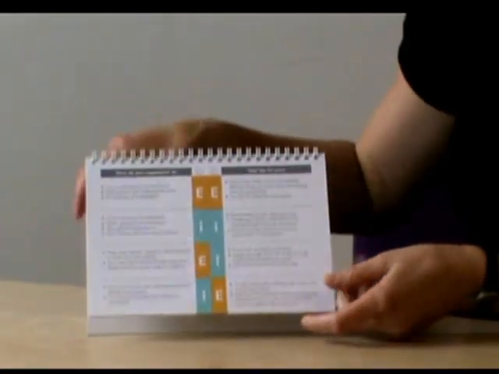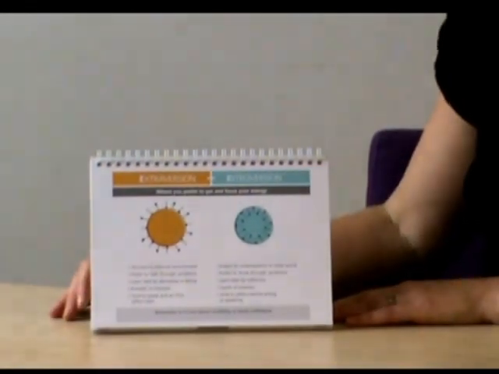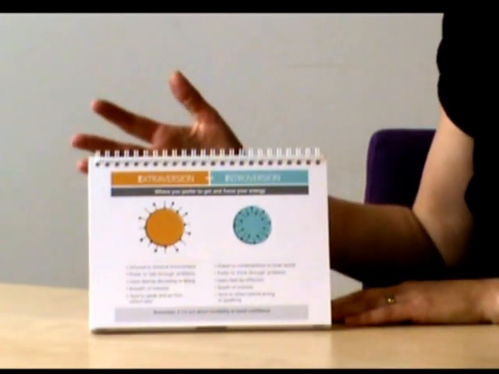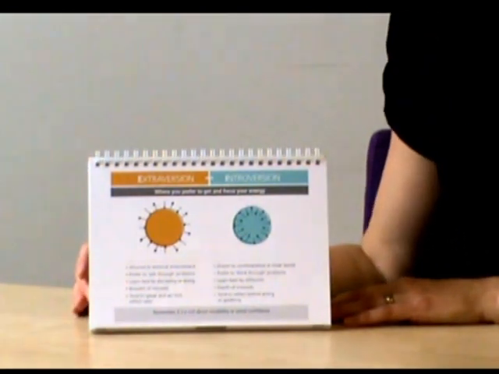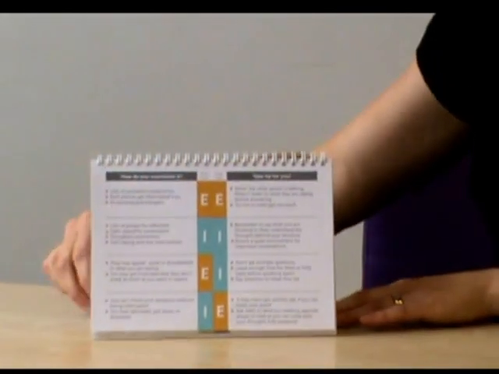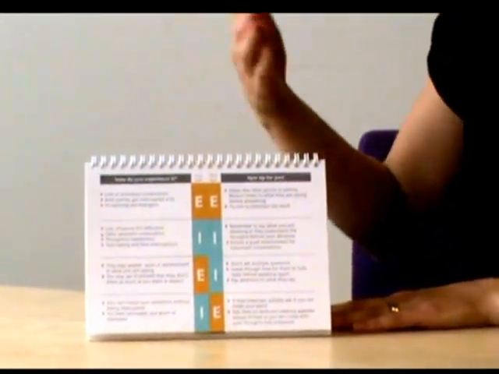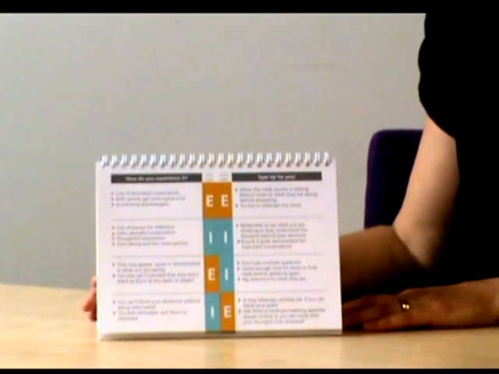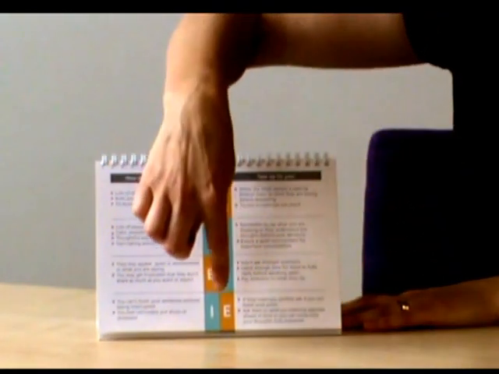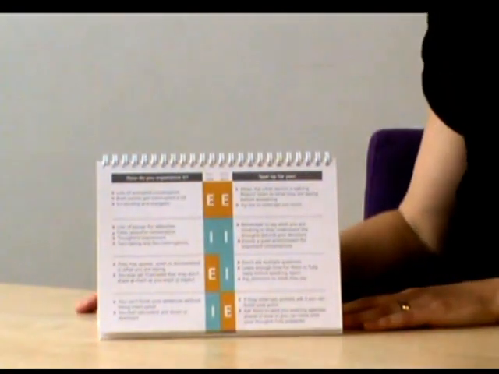So just flip through, and here, turn it around again, you've got really good descriptions of exactly what extroversion looks like and what introversion looks like. So that's a really nice quick reminder. Turning it around again, you've then got how you experience it and a type tip. So looking at the example of myself and Pauline, we'd be looking at here, this is my type, introversion, and this is Pauline's type, extroversion.